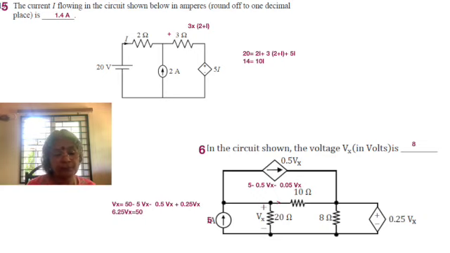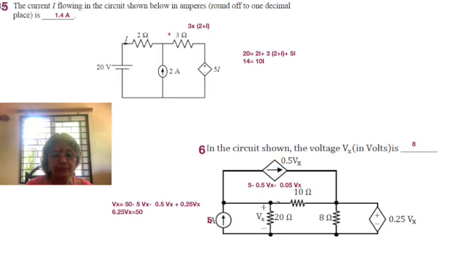Let's analyze what happens to the 5 ampere current coming there. One part of it flows as the dependent source current 0.5 Vx. Another part of it flows through the 20 ohm resistor as Vx by 20. And what is left, that is 5 ampere minus both these currents, flows through the 10 ohm resistor. This is the distribution of currents as we see at the junction atop the 5 ampere source.